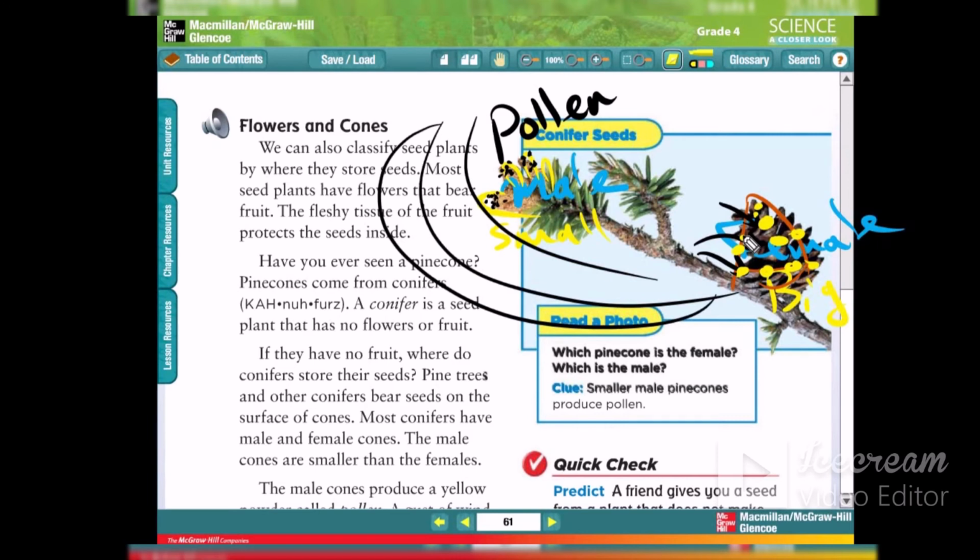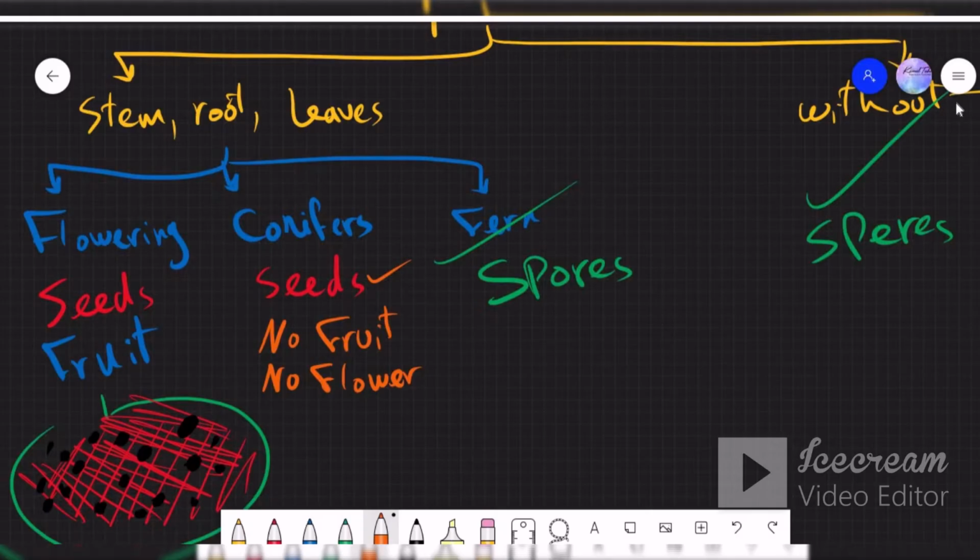After that, the seed will fall down from this female and grow up to make another plant. As I told you guys, this plant we can find in places that have a cold atmosphere. That is the coniferous plant. We are talking about that now.